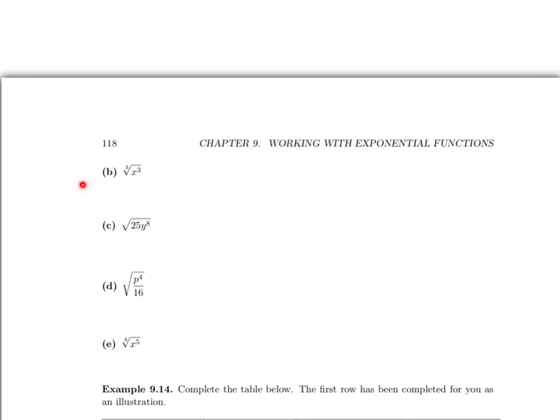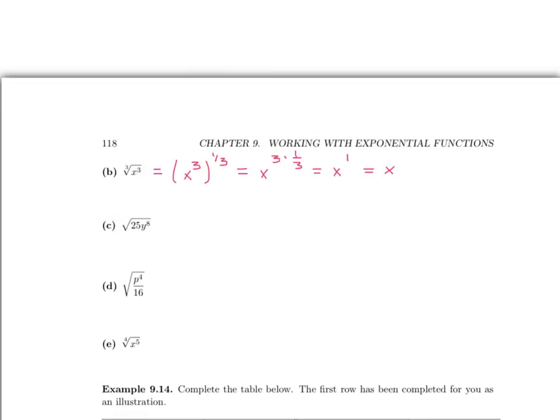Okay, now let's look at part B. Here we're calculating the cubed root of x cubed. Well, the cubed root of a number is the same thing as the number raised to the 1/3 power. So instead of taking the cubed root of x cubed, we're going to take x cubed and raise it to the 1/3 power. Now, using our exponent properties, we know that this should be the same as x to the 3 times 1/3. 3 times 1/3 is equal to 1, and this is really just x. So the cubed root of x cubed is the same thing as x.